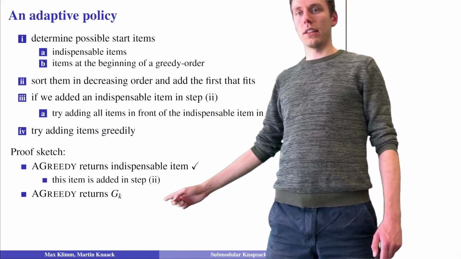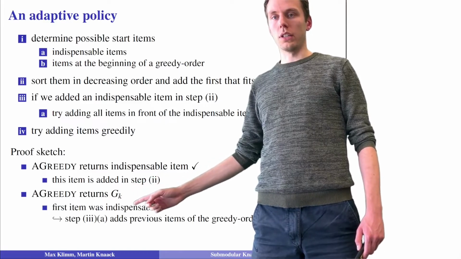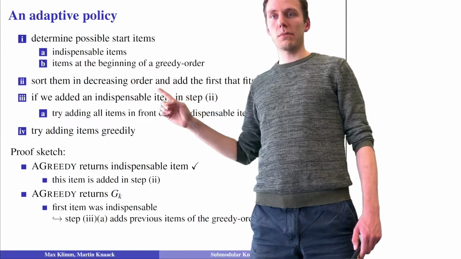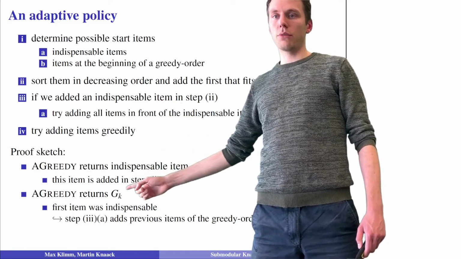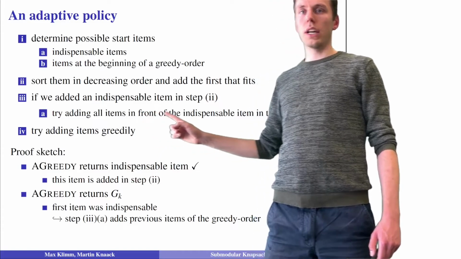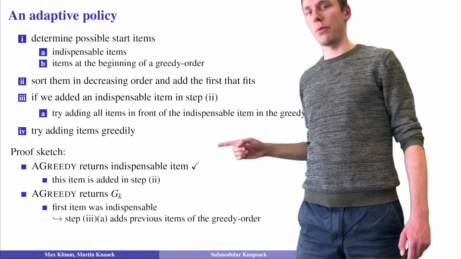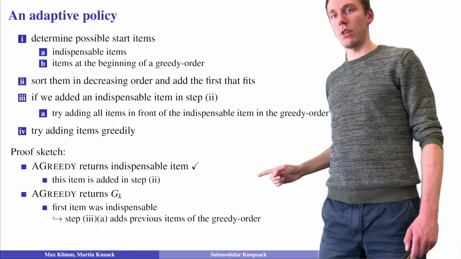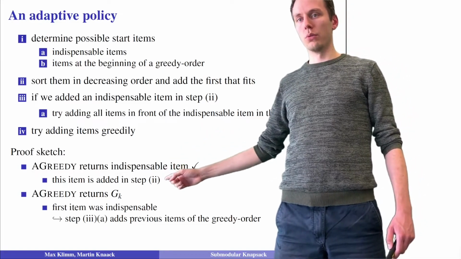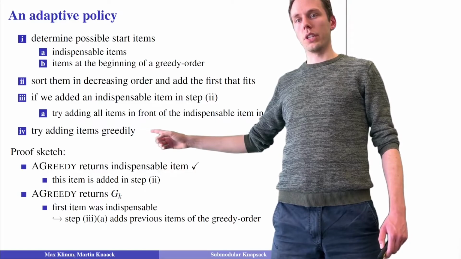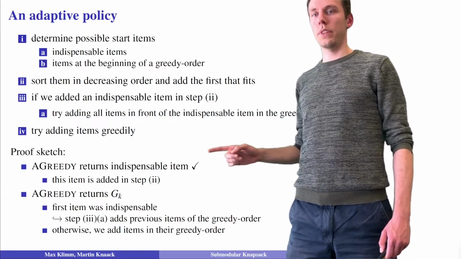And then we also have the case that the alternative greedy algorithm returns the greedy solution. And then we again have two cases. We can add an indispensable item here in step 2. But then we know we want to come back to a greedy solution. We need to add all the items that come in the greedy order before the indispensable item, and this is what we are doing in step 3a. And with step 3a, we are back at our greedy solution GK. And if the greedy solution output by the algorithm is even larger, then we continue to add these items in step 4. So we are also managing that case.